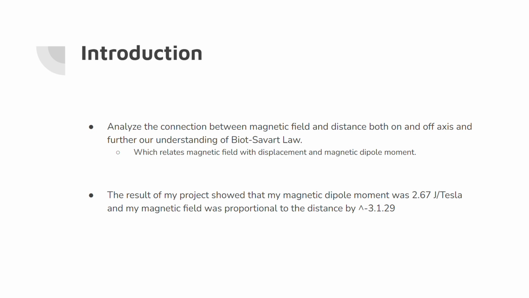The result of my project showed that my magnetic dipole moment was 2.67 joules per Tesla, and my magnetic field was proportional to the distance by a negative 3.129 power. I'm sorry for the typo right here. This should not be there.